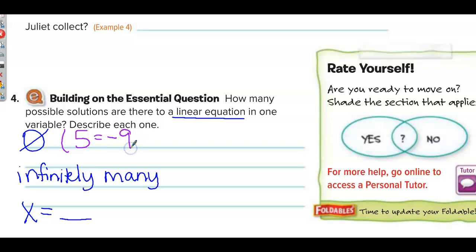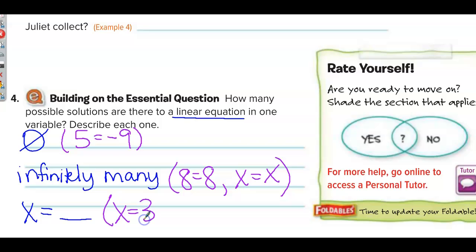What about infinitely many? What's a possible solution? 8 equals 8, or 3 equals 3. X equals X. No matter what value you put in, X is always going to be the same as X. And then the last one would be when you get an answer like X equals 3 cans, or X equals something. Okay, so that's what that one was asking. Linear is a line equation, because I can use this now and figure out, and we'll go on to that next.